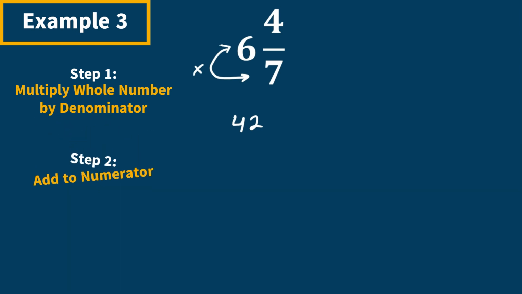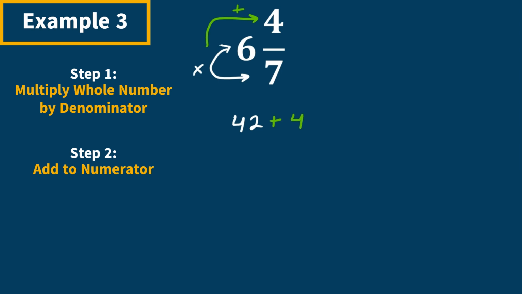Step 2 is to add the numerator to that number that we just got. So we're going to go ahead and add 4. And our denominator is just going to be whatever the denominator is of our fraction. In this case it's 7, so we just write that down on the bottom.